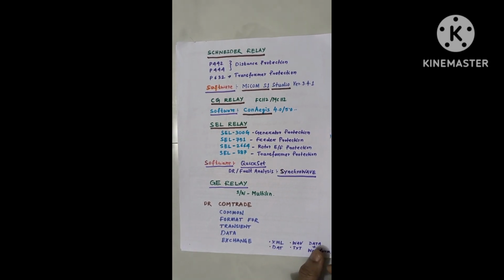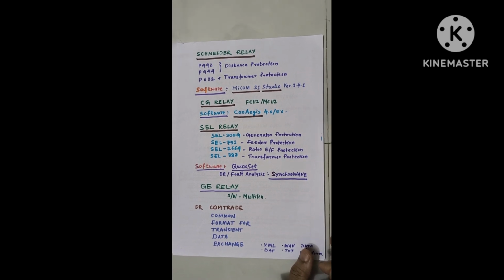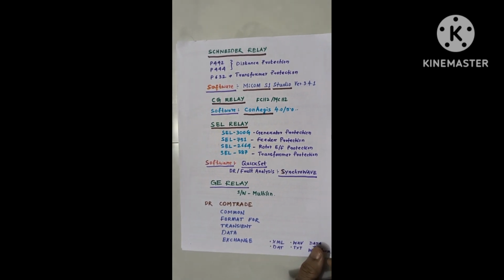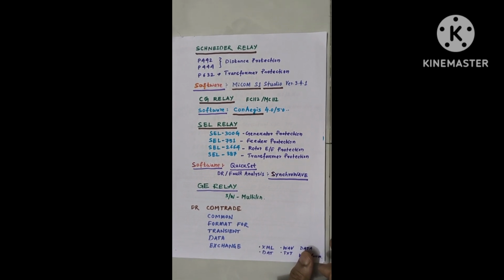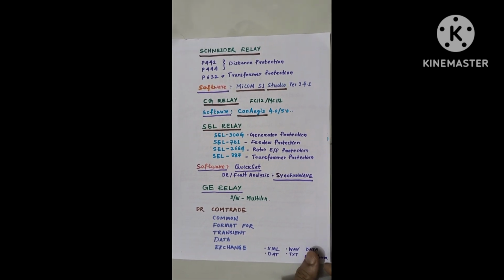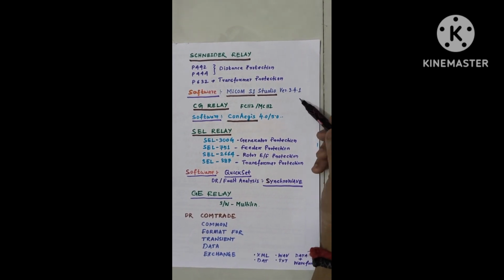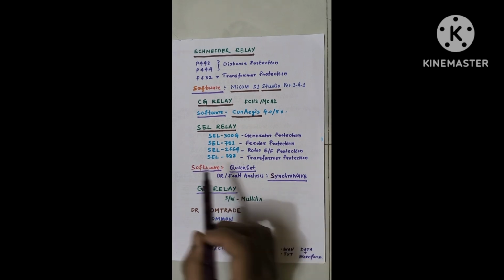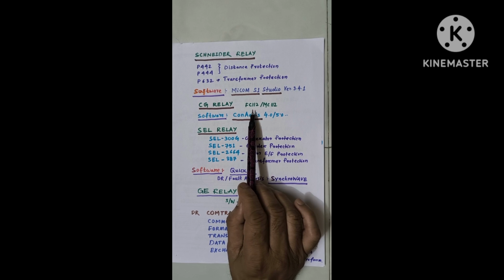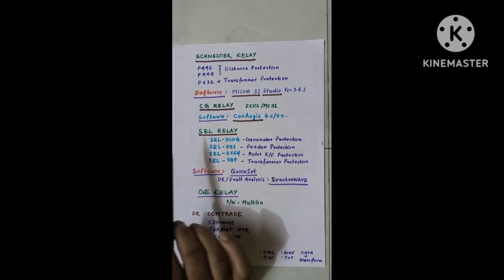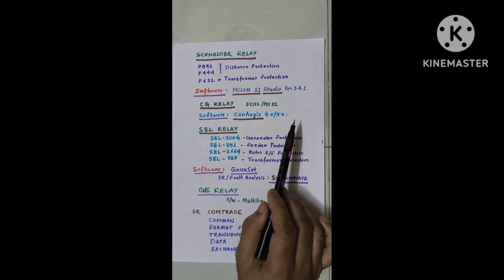For Schneider relays, like P442, P444 or P632, generally P442 and P444 are utilized for distance protection relays, whereas P632 is utilized for transformer protection relays. The software utilized is MiCOM S1 Studio, version 3.4.1 like that. For Crompton Greaves relays, the models will come like feeder control 112 or motor control 112 relay. We are utilizing the software Con Aegis, 4.0 or 5.0 versions.